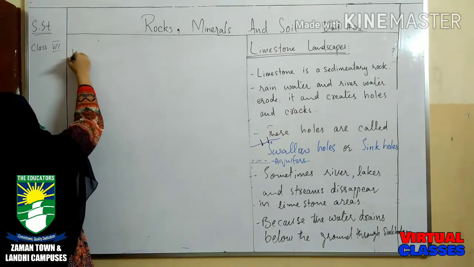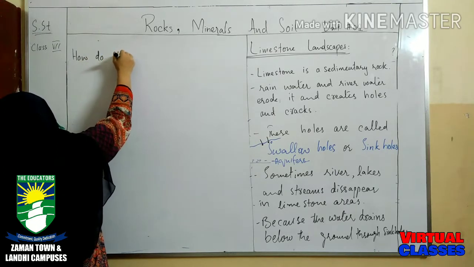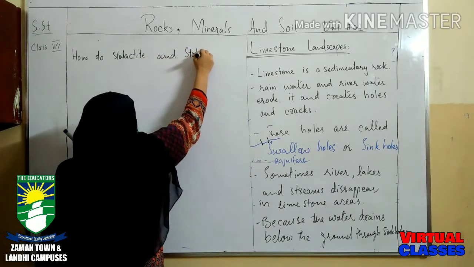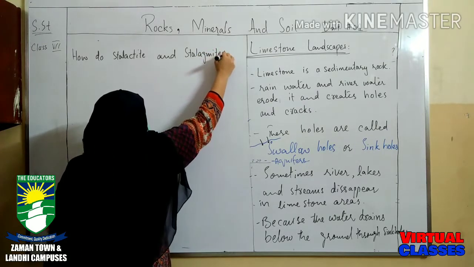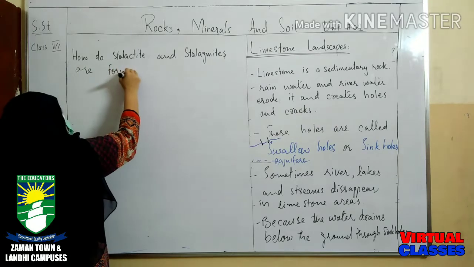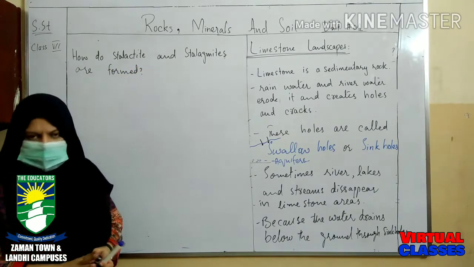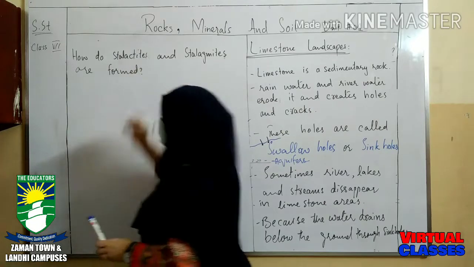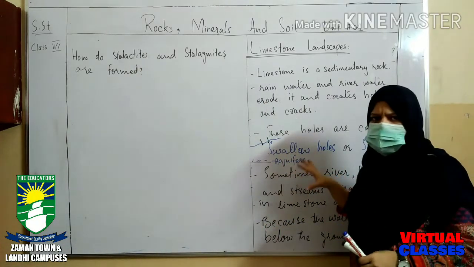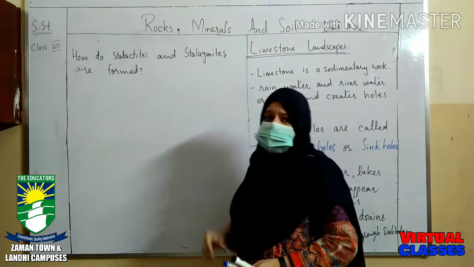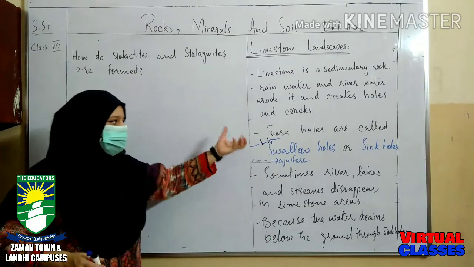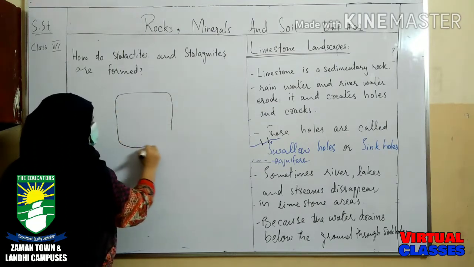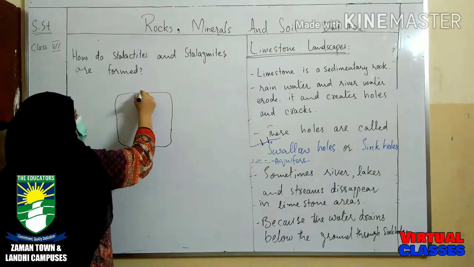Our next topic is how stalactites and stalagmites are formed. Not every time are stalactites and aquifers formed as a result of sedimentary rocks or swallow holes and sinkholes. Sometimes stalactites and stalagmites are also formed as a result of holes or cracks in the rocks. For example, it is a rock that has a crack and opening in it.